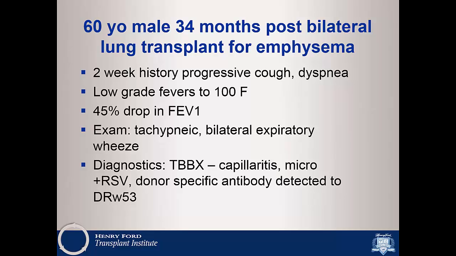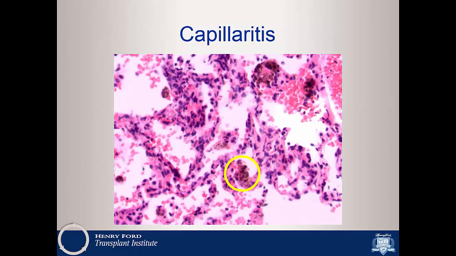And he went on to have a transbronchial lung biopsy that actually identified RSV. His blood was checked for donor antibodies and he had a new donor-specific antibody. And on his biopsy, he was felt to have capillaritis. And this is an example of capillaritis. When we see this, we think about antibody deposition around the capillary bed with a complement-mediated cascade that's driven by an antibody deposition in the lung.